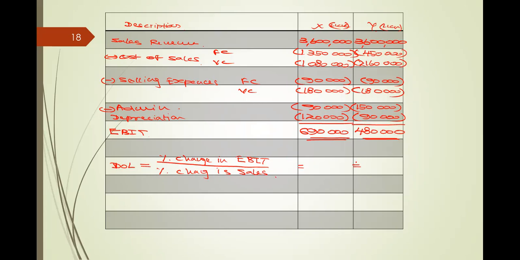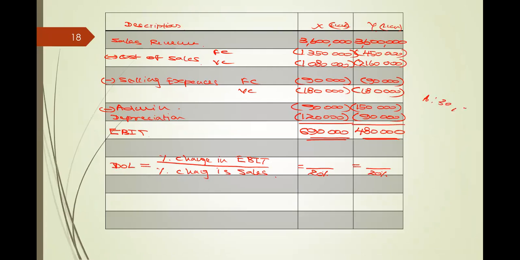I think percentage change in sales in both of the cases is 20%, no? Yes, 20%. What about the percentage change in EBIT? Earlier we had for A 300,000, for B 270,000. Tell me the percentage change.